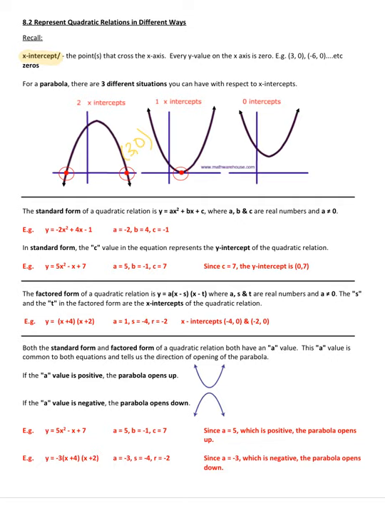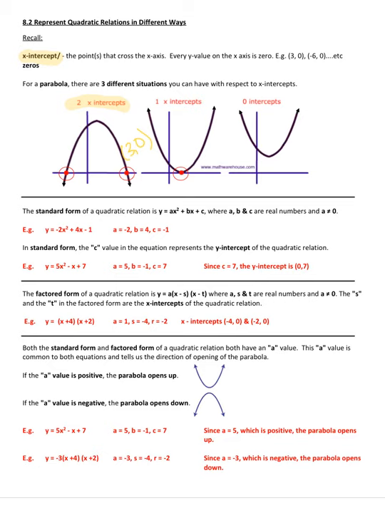-6 and 0, etc. For a parabola, there are 3 different situations where we talk about x-intercepts, okay? So the first one is that we have 2 x-intercepts. So it's crossing the x-axis twice because of that bowl shape. The second one is that it has 1 x-intercept. And the third one is that there's no x-intercepts because it's so far up on the graph.